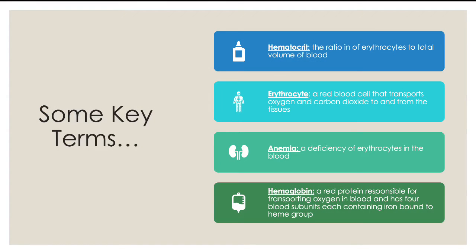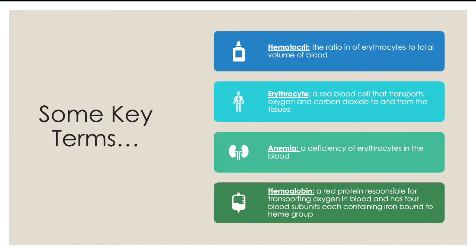So first, we're going to go over some key terms. Our first term that we chose was hematocrit, which is the ratio of erythrocytes to total volume of blood. The next term we chose was erythrocyte, a red blood cell that transports oxygen and carbon dioxide to and from the tissues. The next term is anemia, which is the deficiency of erythrocytes in the blood.